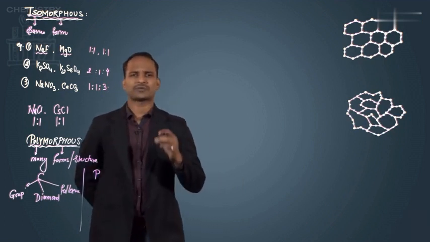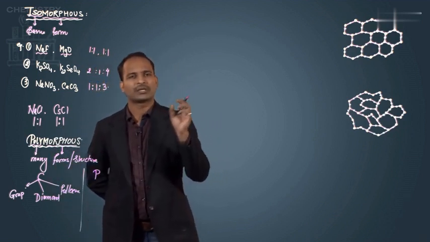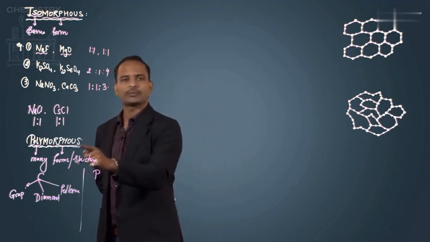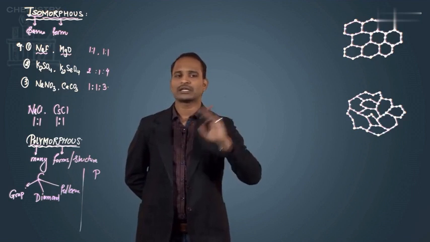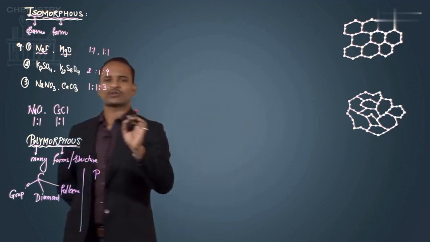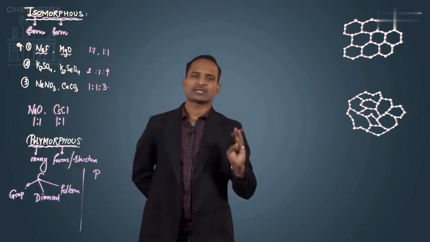Polymorphous substances and allotropic substances look somewhat the same, but there is a small difference between the terms allotropy and polymorphous. When we say the allotropic form of carbon, we mean a substantially different structure. But in the case of allotropes, we consider the amorphous form as well as the crystalline form.